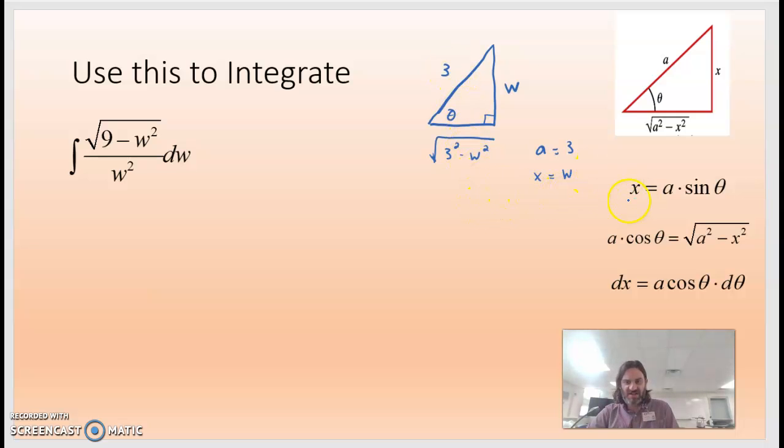But let's use what we've got here. Some things we can say is that we can replace this numerator, the square root of 9 minus w squared, with something along this a cosine. So basically that means that my square root of 3 squared minus w squared, a little messy, let's clean it up.